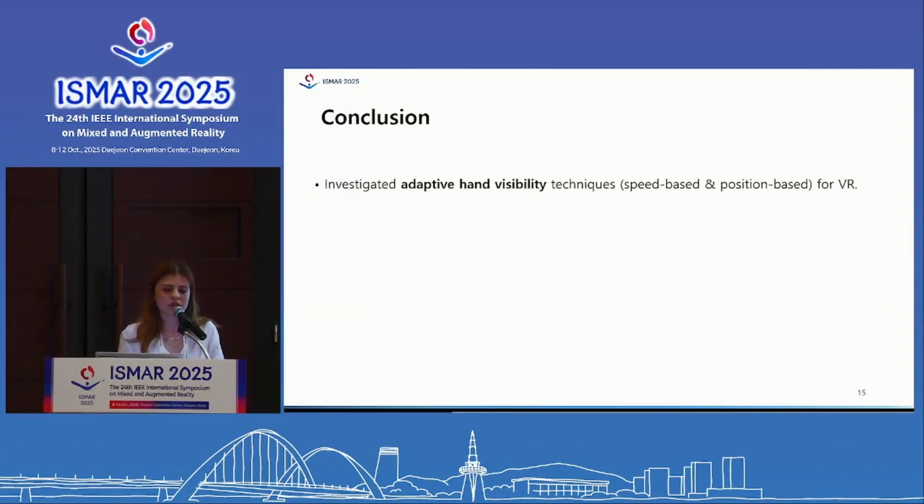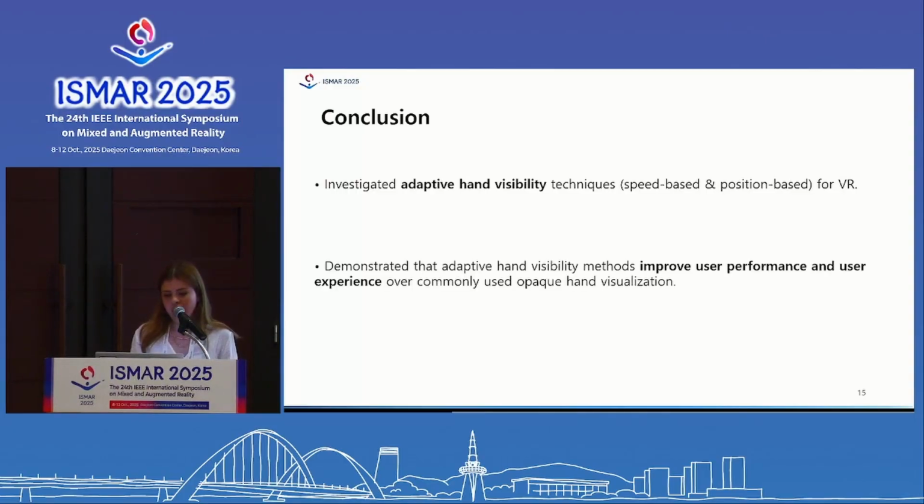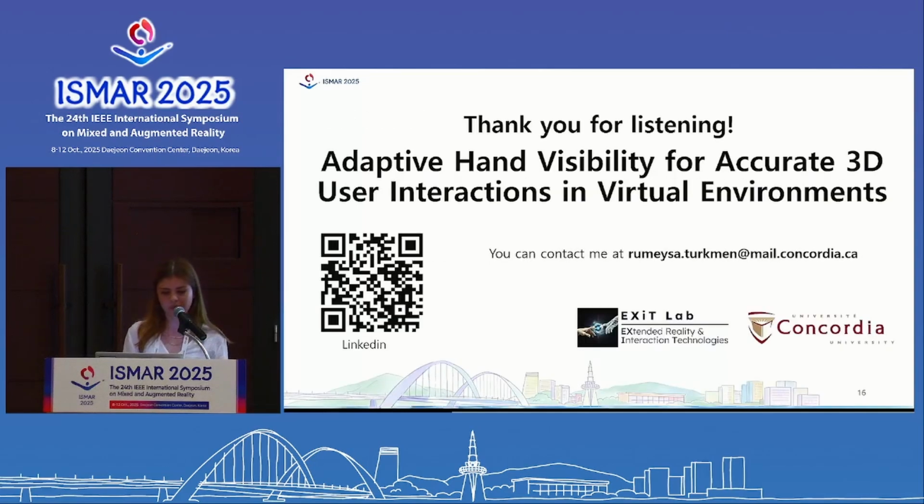So as a conclusion, we investigated adaptive hand visibility techniques that we call speed-based and position-based. They mostly work similarly. The only difference is that during each subtask, one of them depends on the position of the hand and interactive objects, and the other depends on the hand speed. Our results demonstrated that adaptive hand visibilities improve both user performance and experience compared to opaque hands. Thank you for listening.